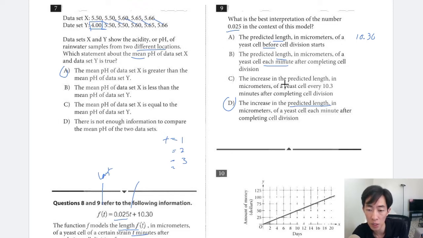Choice C, the increase in the predicted length in micrometers of a yeast cell every 10.3 minutes. To calculate that, you'd actually plug in 10.3 for the minutes and multiply it by 0.25. This number in itself will tell you what the actual increase is for every 10.3 minutes, and then you add that on to the original 10.3, and that's what you get.